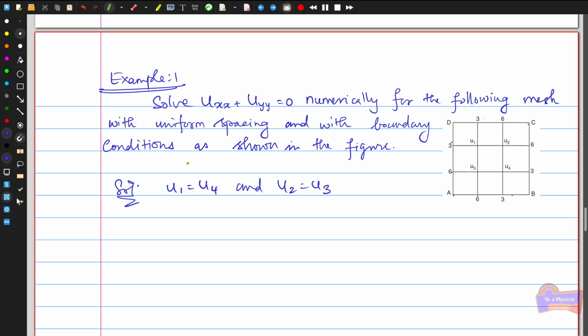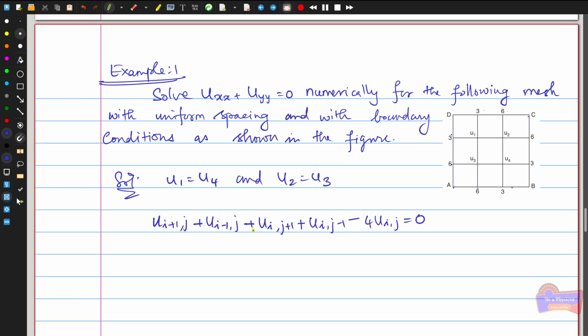So in order to solve this equation, we are again going to use the standard 5-point formula. u of i plus 1 comma j plus u of i minus 1 comma j plus u of i comma j plus 1 plus u of i comma j minus 1 minus 4 times u of i comma j, which is equal to 0. Okay, so since this is the Laplace equation, we are going to use this equation.